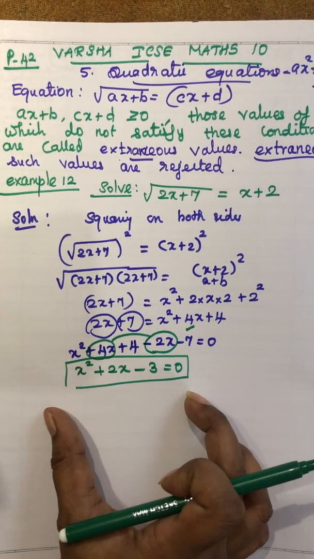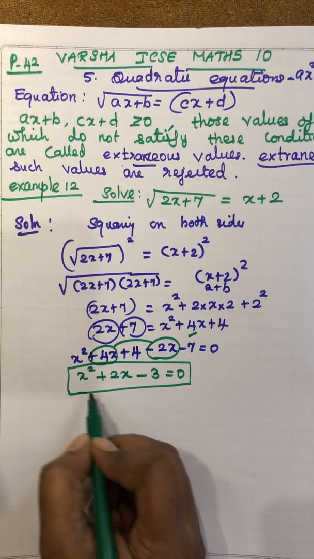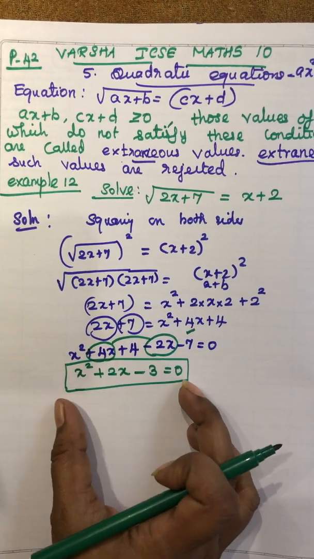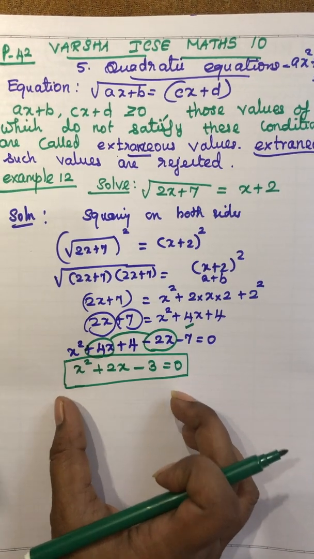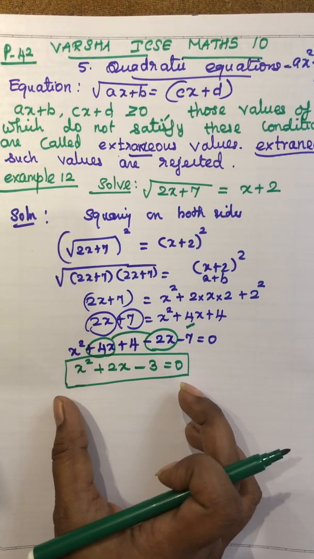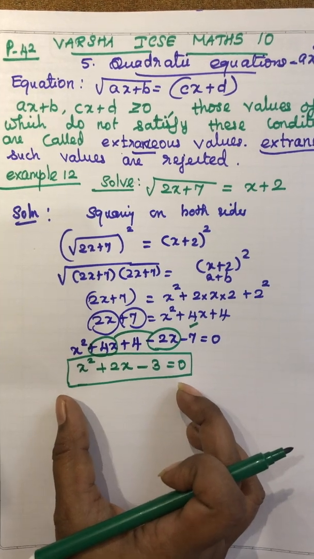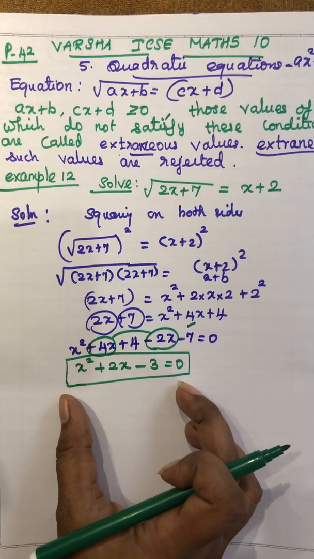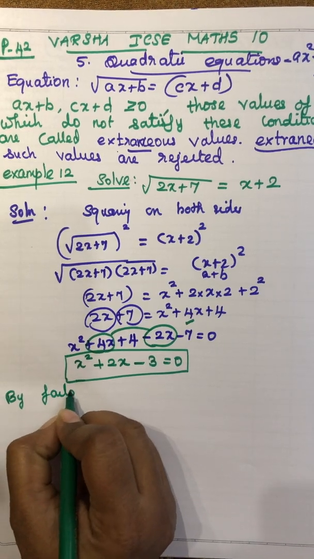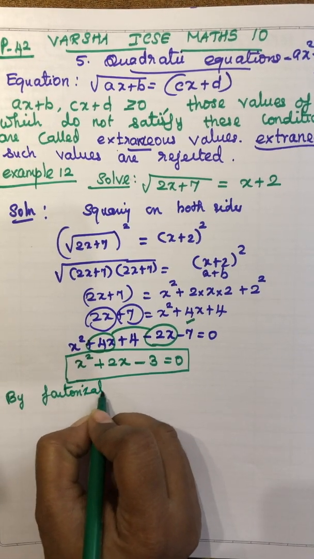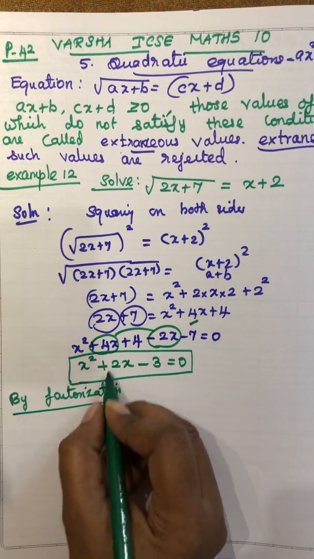Now we are going to find the solution, or root, or alpha, beta. You can say anything, but the value which satisfies the equation is the root. So we are going to find the root by the factorization method. What is that method? Factorization method. You know very well about that.